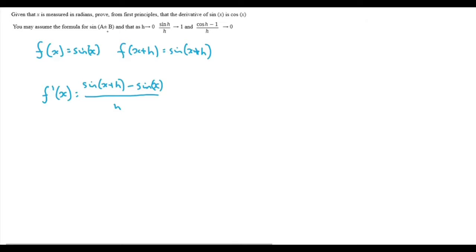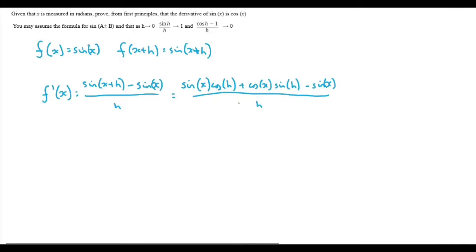Now, using the addition formula here, we've got two things added together inside of a sine function. We can say that that's going to be the same as sine x cos h plus cos x sine h, obviously still minus the sine x, and then this here, again still over h. At this stage, we may wish to split this big fraction up a little. Maybe not into all three terms, like so: the sine x cos h over h, and the cos x sine h over h, and the minus sine x over h.